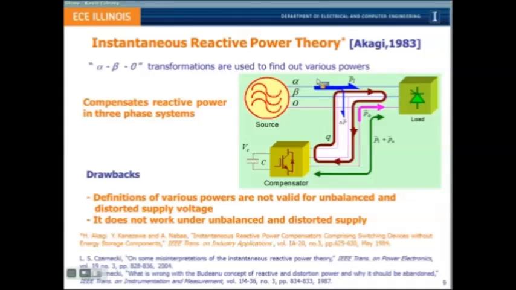There are certain resistances in the switches and in the inductor used inside. So there will be a little bit of losses, which are compensated from the source. And this is the oscillating component of the load power and the oscillating component of the zero sequence power.